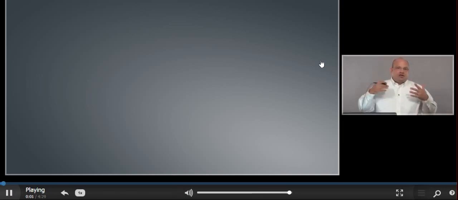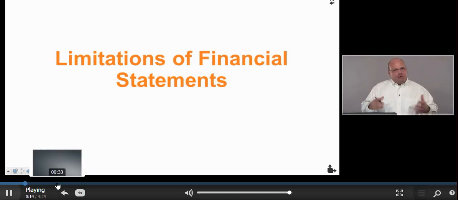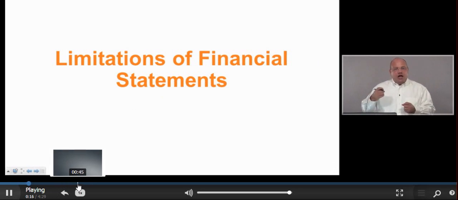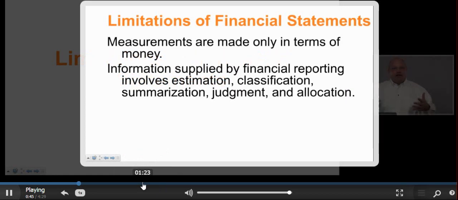The limitations of financial statements. Financial statements are the best source of information for users to make decisions about a company, but the information that's in the financial statements is not perfect. And so here we're looking at some of these limitations. We can't really overcome these limitations. The value of things are not in the financial statements. If it's not in this quantitative measure of money, it's not in the financial statements.